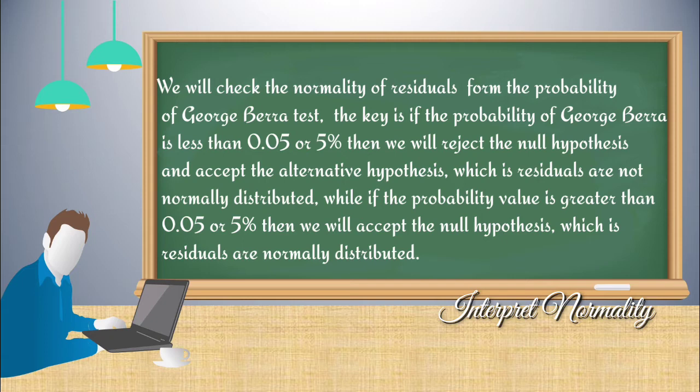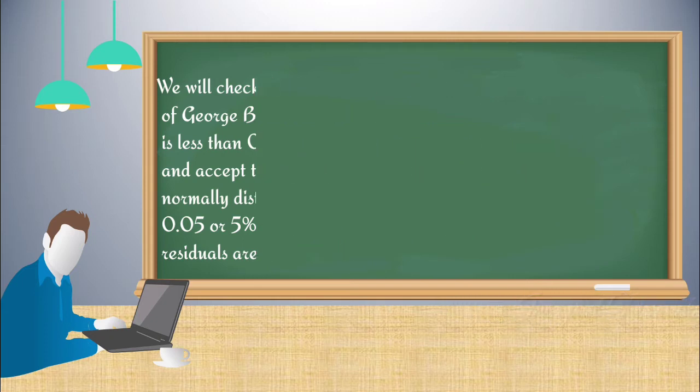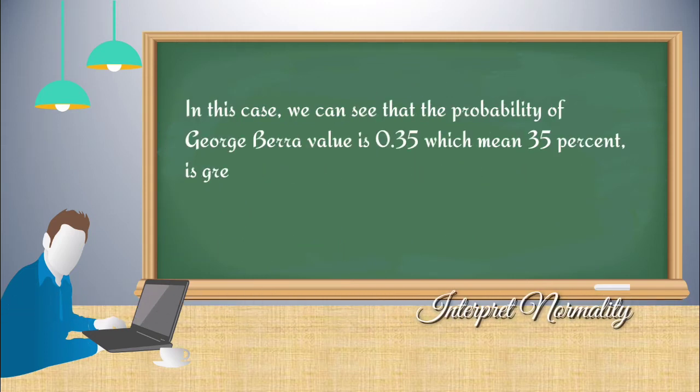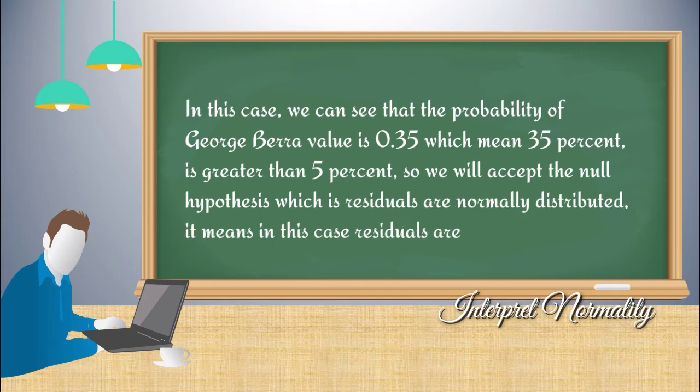Well, if the probability value is greater than alpha or 0.05, then we accept the null hypothesis, which is that residuals are normally distributed. In this case, we can see that the probability of the Jarque-Bera value is 0.35, which is greater than alpha or 0.05. So we accept the null hypothesis. It means in this case residuals are normally distributed.